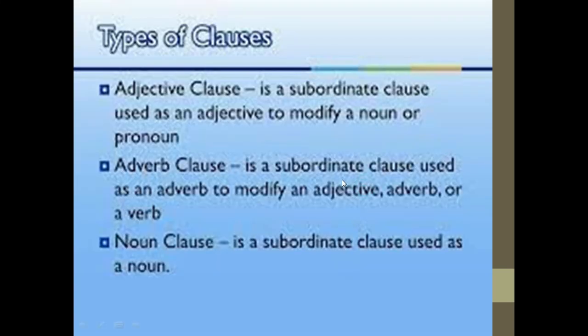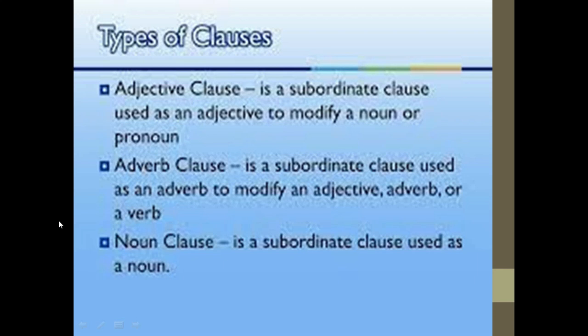Now, types of clauses: adjective clause, adverb clause, noun clause. I'm just giving you a simple definition, and we are going to study them in our next topic. In our next video, I'm going to explain in detail. Adjectives, you already know, are words that express qualities. At the beginner level, we studied the definitions: adjectives are describing words, adverbs are words which describe the verb, and nouns are naming words. We know this simple definition.